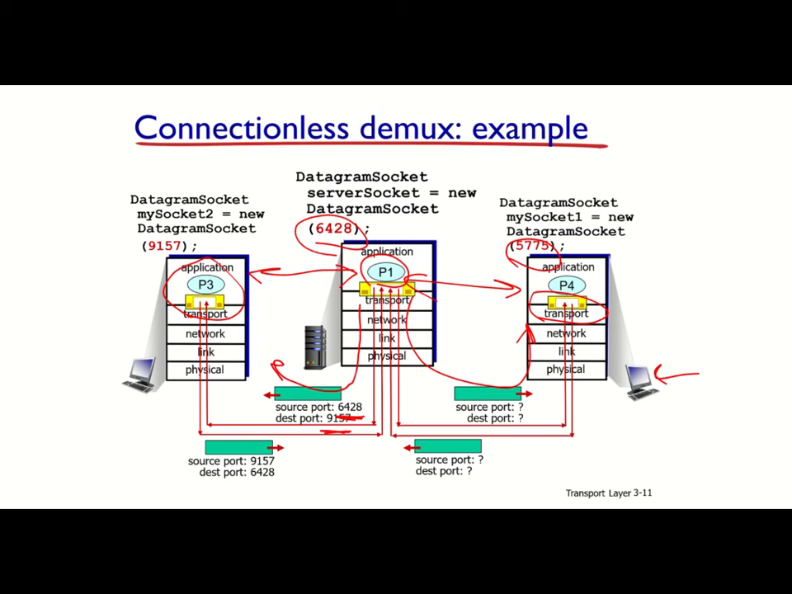So here we have four different types of messages. This one is sent by P1 and is received by P3. Therefore, the source port number on this segment is 6428, and the destination port number in this datagram is 9157.